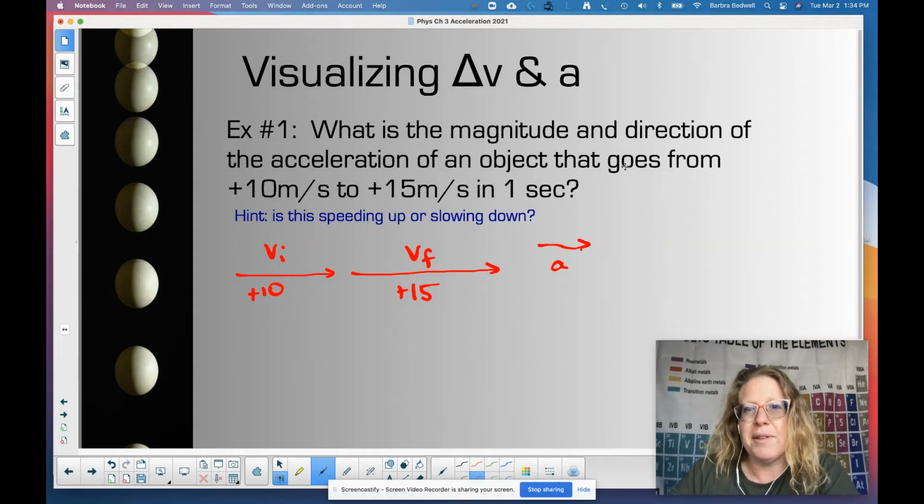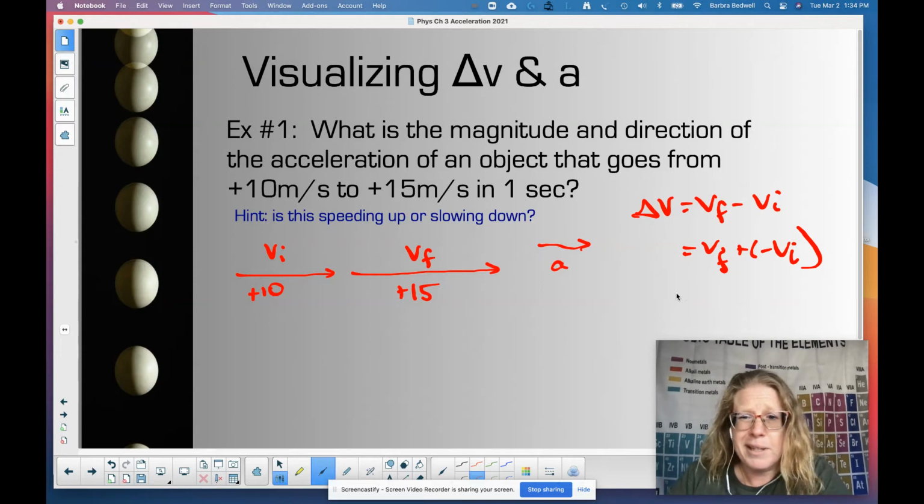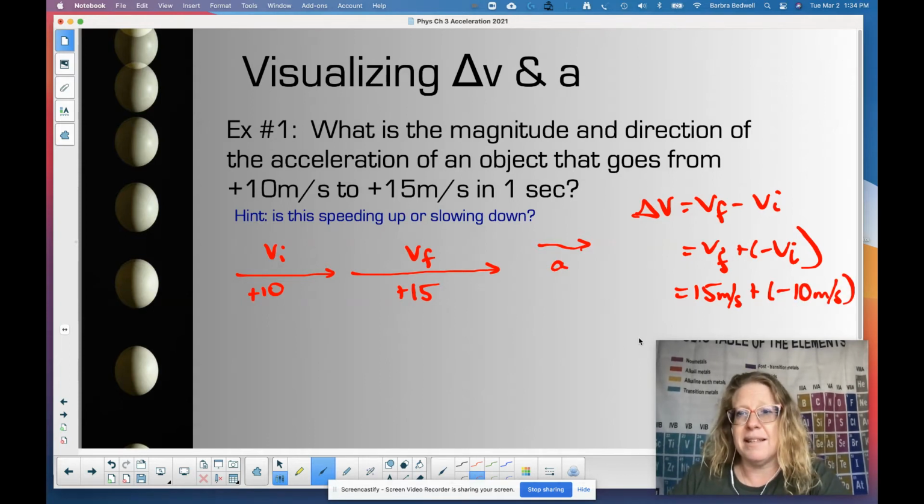So how do we draw this? Well, delta V is really easy, right? VF minus VI, or VF plus negative VI. So the number is super easy. It's 15 meters per second plus negative 10 meters per second. Again, I'm doing this as the addition of a negative rather than subtraction, because that's really what we're doing in the vector quantity, not just mathematically.